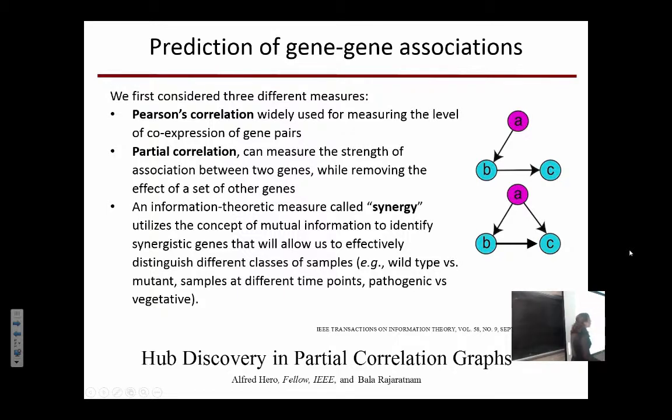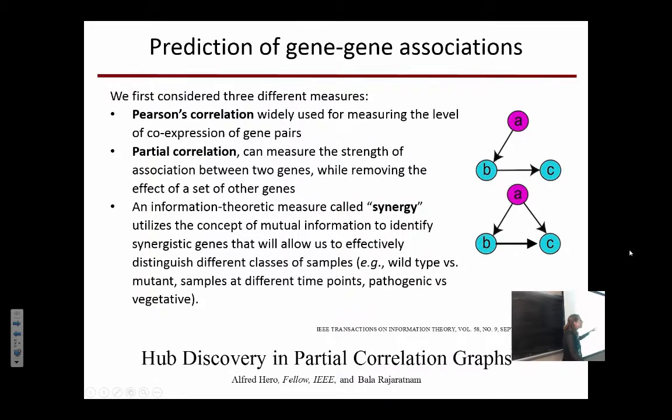And so we used partial correlation. And what partial correlation allows us to do is it allows us to measure the strength of association with 2 genes while removing the effect of a set of other genes. So in other words, it allows us to figure out what effect A has on B and that A has on C and remove that so we can find out the true association between B and C.